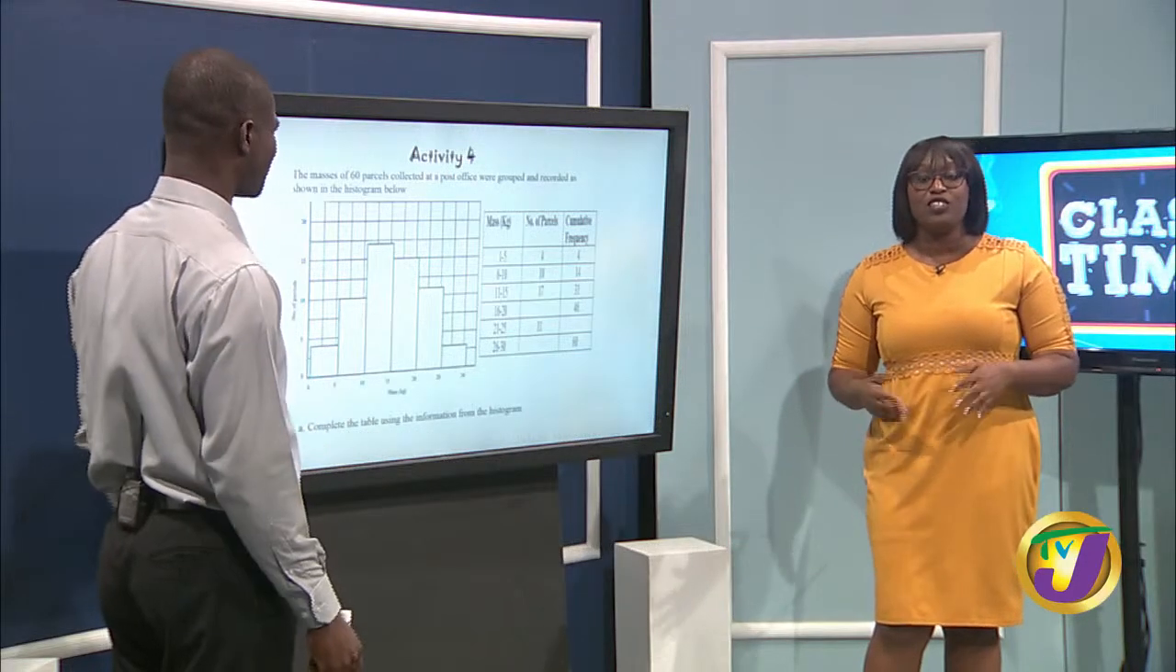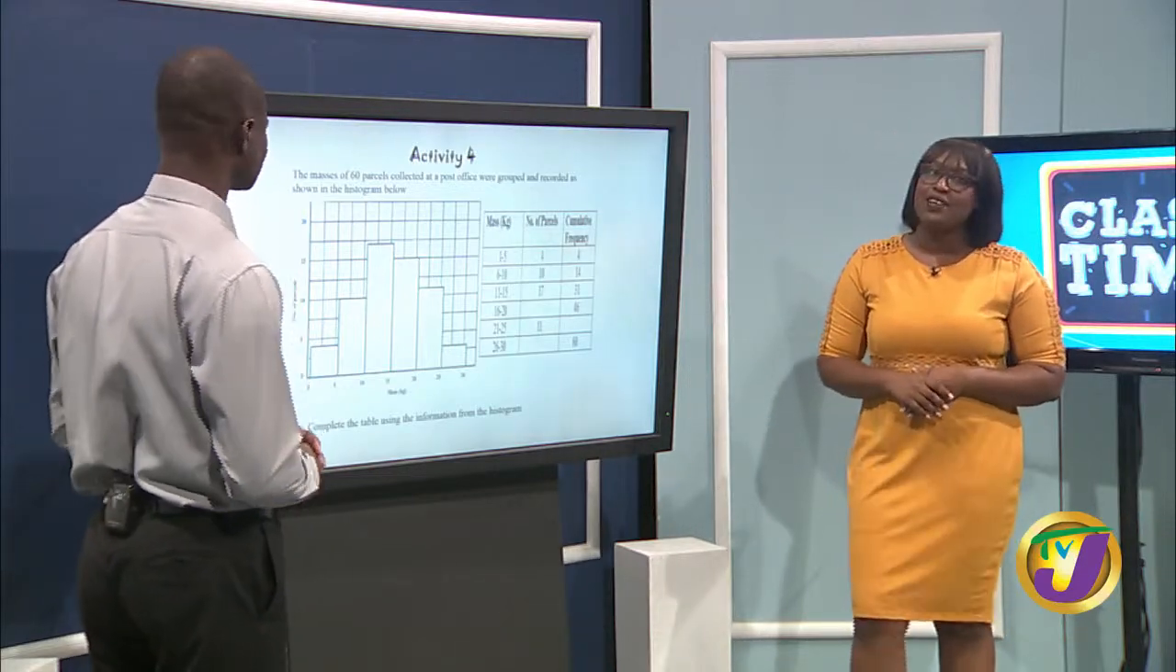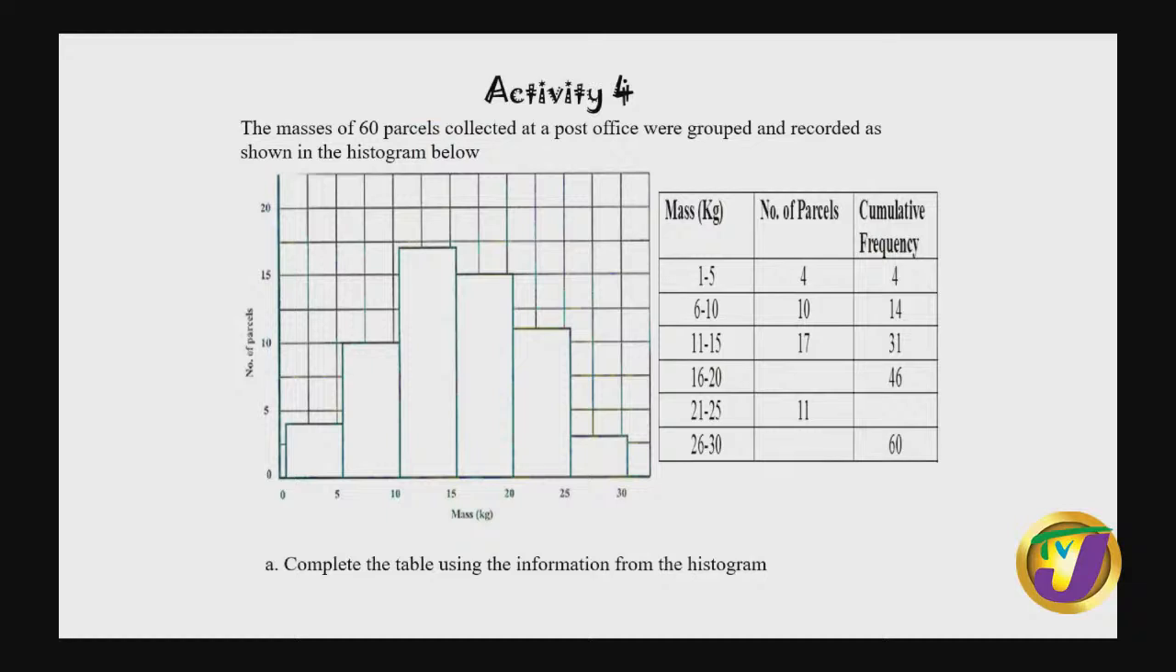So guys, we're riddled with questions and activities for you today. I hope that you're getting into the mood of things. Here we have activity 4, and now we're looking at the mass of parcels. We have 60 parcels in total at the post office, and the data is grouped and recorded in a histogram. We looked at the table before with grouped data, and now we're looking at a histogram. You're asked to complete the table using the information from the histogram.